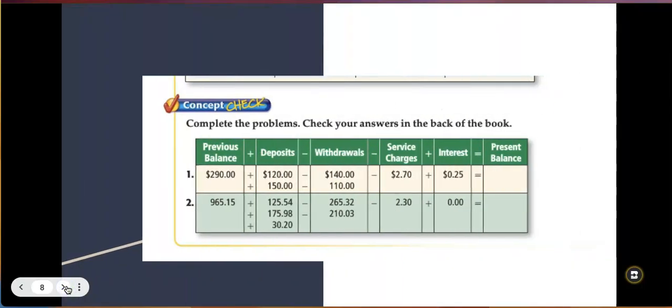Okay, so here are two problems. What I want you to do is do each problem. So here's your previous balance. You add your deposits, subtract your withdrawals, subtract your service charges, and add your interest and get the present balance. So I want you to pause the video, work these two problems, then unpause the video, and I will be working them for you.